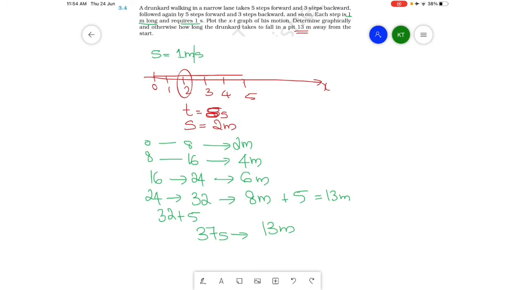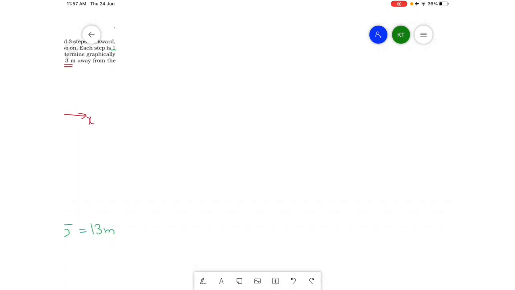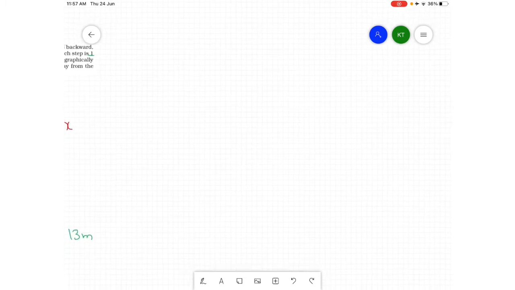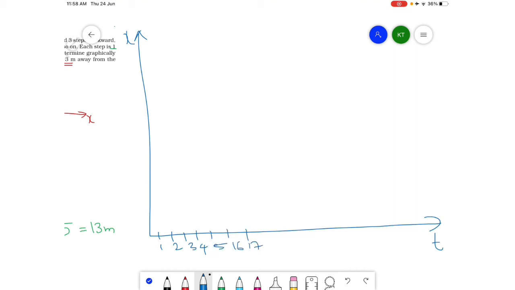So this is how it is. Now, we have to determine this graphically. We have to draw this diagram on an XT graph. So let's do that. X indicates the position, T indicates the time. So let's do 1, 2 till around 37 seconds. That is how we found it non-graphically. For now, let's write 37 seconds. Position is 13 meters.